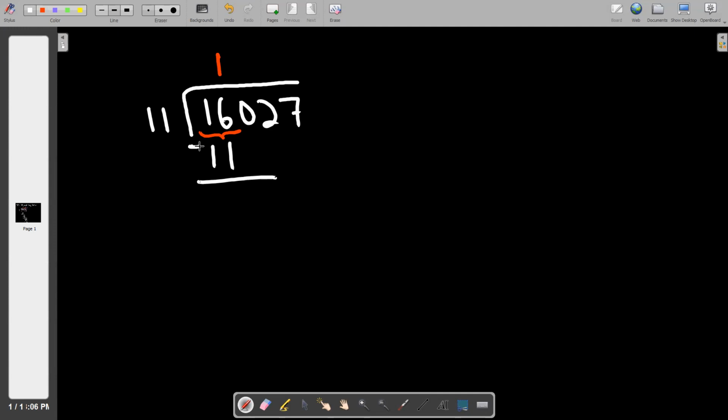What is 16 minus 11? 5. And then we drop the 0, and we are now back to the beginning. And you can see that there's going to be 3 iterations of this process, because there's 1 dropping the 0. The next will be dropping the 2. The final will be dropping the 7, right?